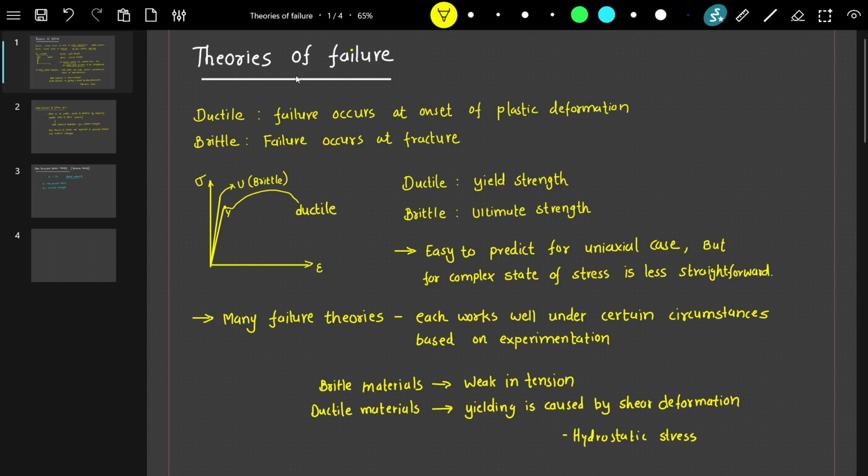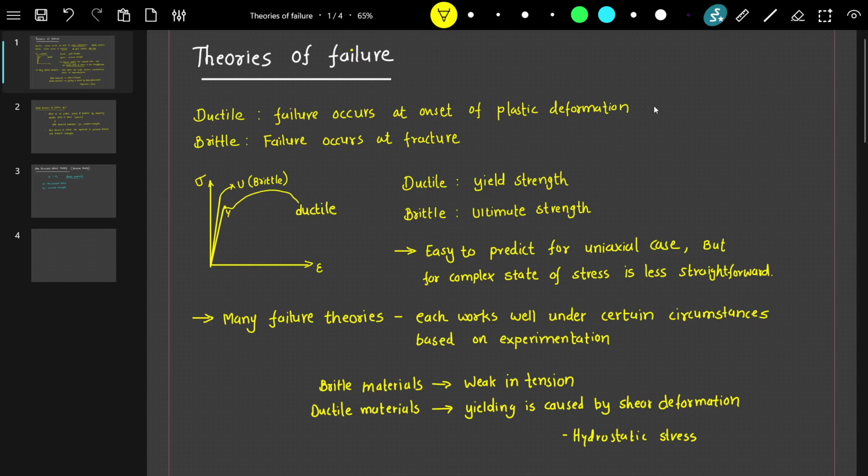In this lecture, we will see theories of failure. We will see how we can predict the failure of material. So basically, ductile and brittle materials. This is a very well-known fact that the failure of ductile materials occurs at the onset of plastic deformation, whereas in brittle material, the failure occurs at fracture. Brittle materials do not show much plastic deformation, and all of a sudden they fail.